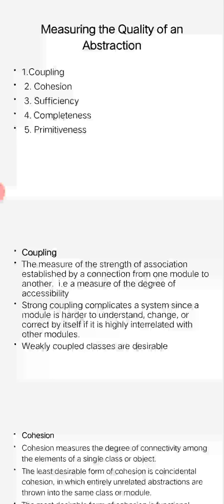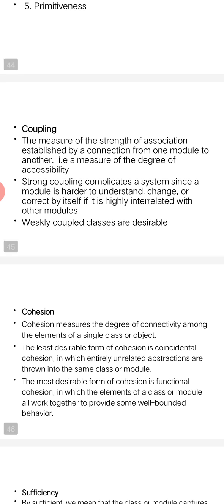Next, coming to cohesion. Cohesion measures the degree of connectivity among the elements of a single class or an object. Here we have to identify the degree of connectivity, how much connectivity there is. The least desirable form of cohesion is coincidental cohesion, in which entirely unrelated abstractions are thrown into the same class or module.